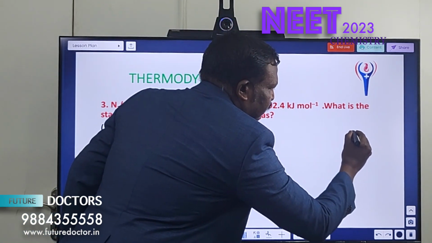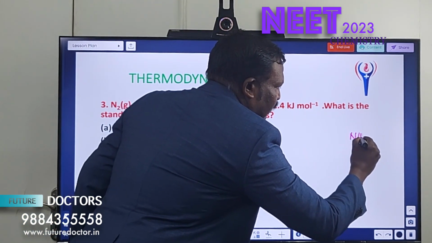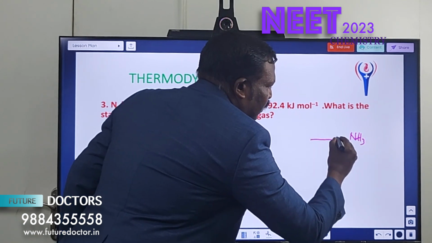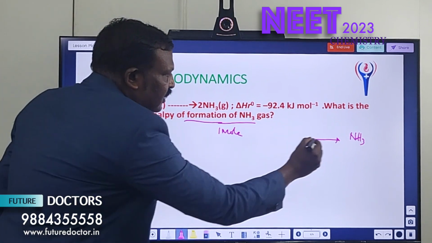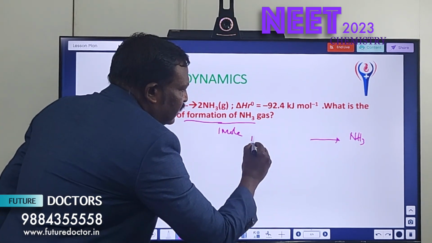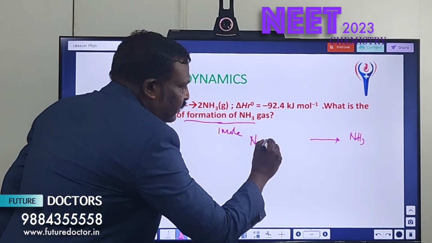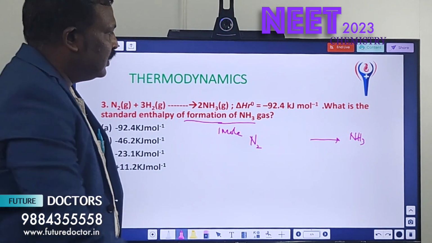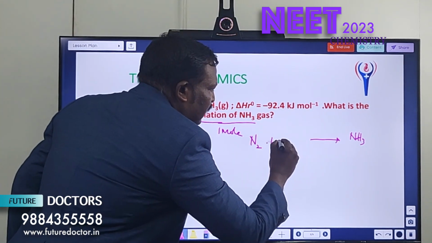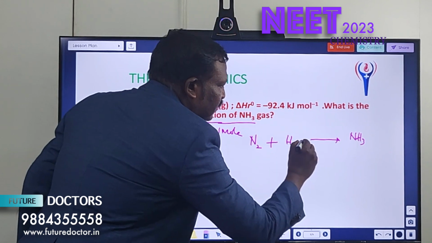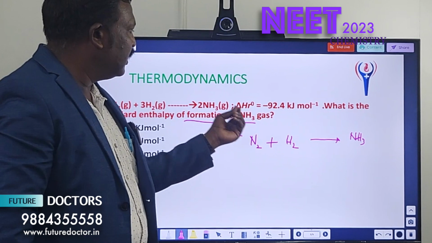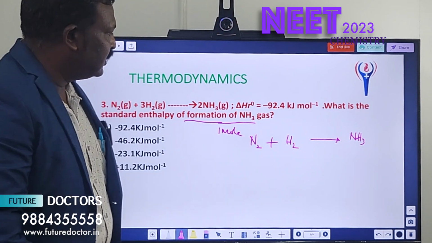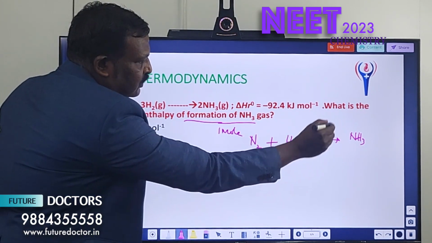See, NH3, this is called 1 mole, no? How is 1 mole formed? What elements are needed to form this? You know that nitrogen is needed, no? Nitrogen means always we say N2. Hydrogen is a diatomic molecule, so we should say H2. I want to prepare 1 mole of ammonia. So here N2 plus H2 gives NH3.